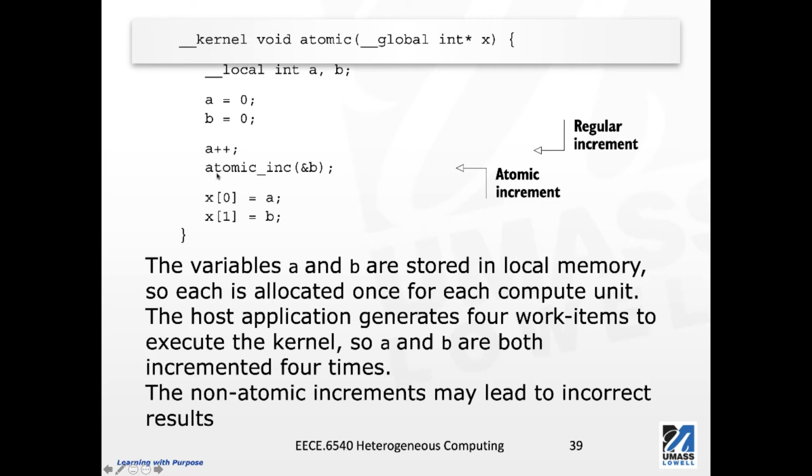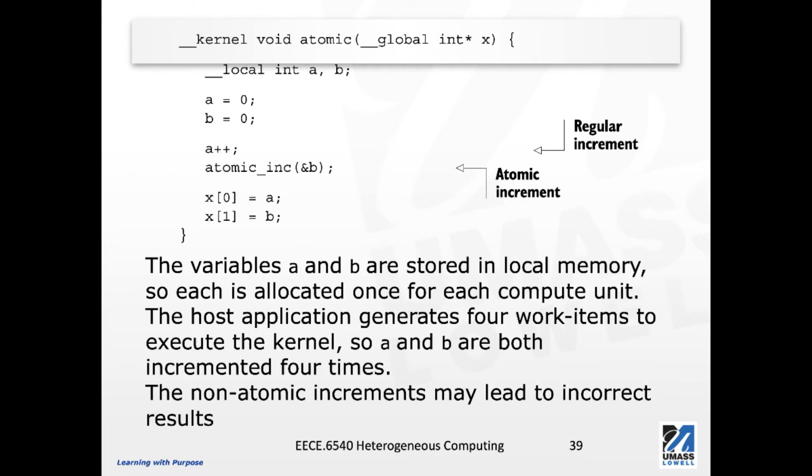Whereas the second line is the atomic increment. So what we do here is we increment the value in B, this local variable. Because it's an atomic increment, all the work items will make sure that this increment will be performed in an atomic way. And finally, we assign the final results of A and B into this global buffer.